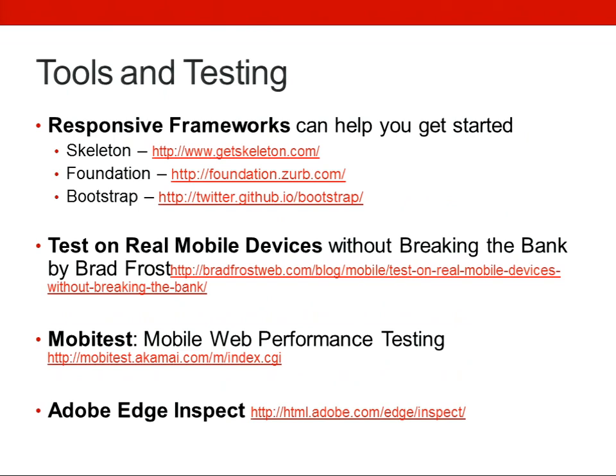This is the article I talked about earlier about testing on real devices and how to make that happen. MobiTest is an interesting tool where you can do mobile performance testing, and you go to their website, you put in your information, they actually run the test on real devices, and you can get that feedback. And Adobe Edge Inspect is another way of doing that testing and working with different devices.